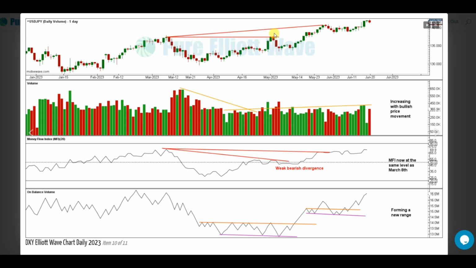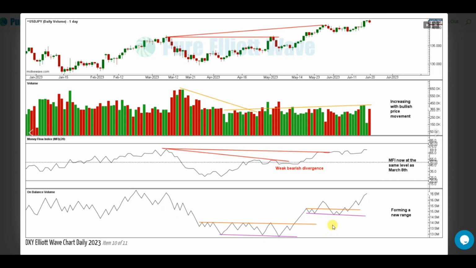This made a slight new high, and money flow made a lower high there. And then we had a larger high in May 2023, and then money flow made a lower high there as well. And currently we're sitting at the same level as we were back then on March 8th. So the volume profile not increasing at a substantial rate, and the weak divergence here tells me that we could see some more upside, just not very far, potentially agreeing with the Elliott wave count.